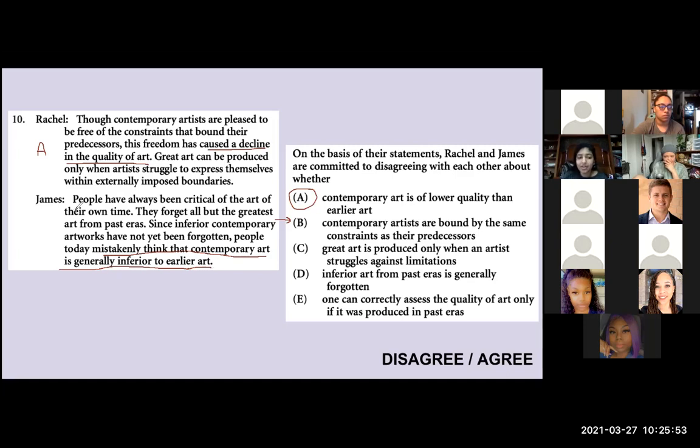He's saying people are more harshly judging the art of their own time, right? So James is saying you're being unfairly critical of the art of today. It's a mistake to think that art today is inferior to art of the past. So James is saying maybe not necessarily what Rachel is saying, right? So James is disagreeing. Does that make sense to everyone? Yes. Okay. Any questions about this one? Okay, sounds good. I'm gonna pass it back to Jasmine.